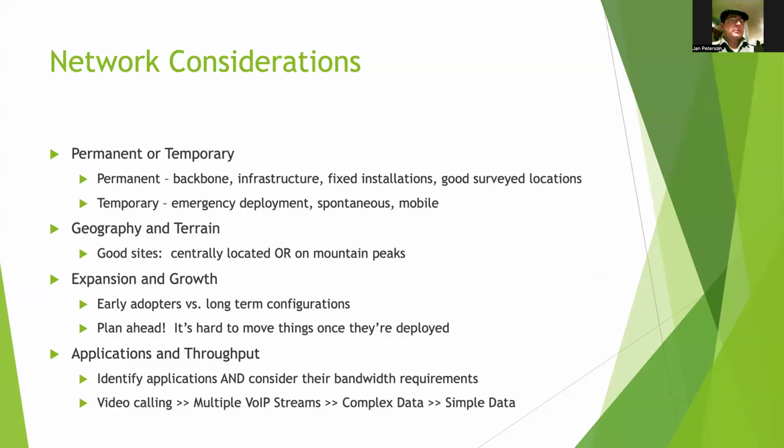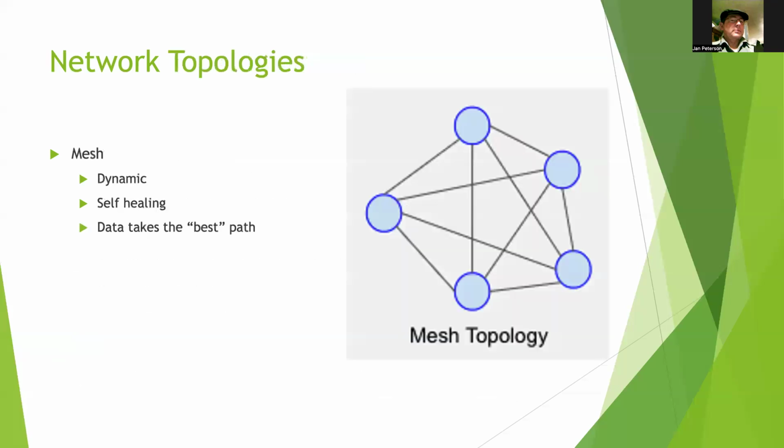You may find that you want to use a higher bandwidth on your backbone links and a lower bandwidth on your temporary links, just because those links are carrying less traffic. So we'll talk about that as we go.